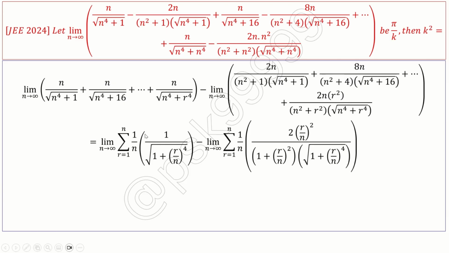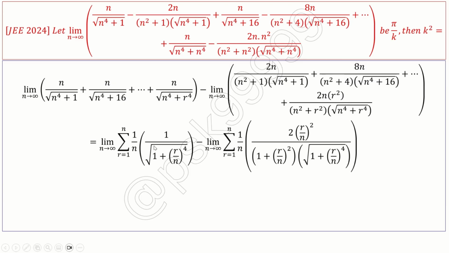Sigma r equal to 1 to n, 1 by n of... How did I get 1 by n? I'll tell you. You take n to the power of 4 common, so it will come out as n square. n by n square is 1 by n. Now here n to the power of 4 is out, so it is 1.